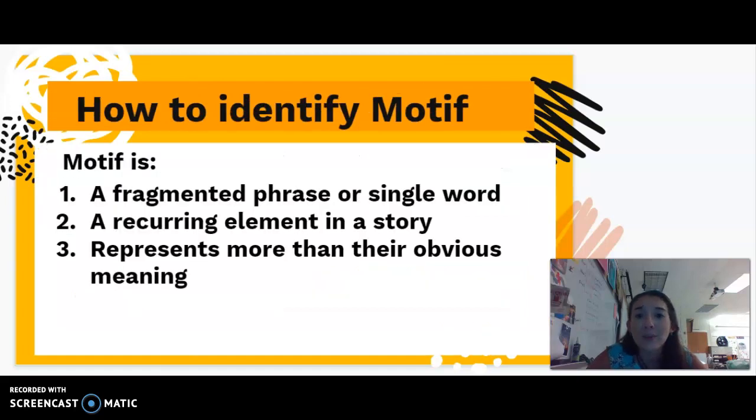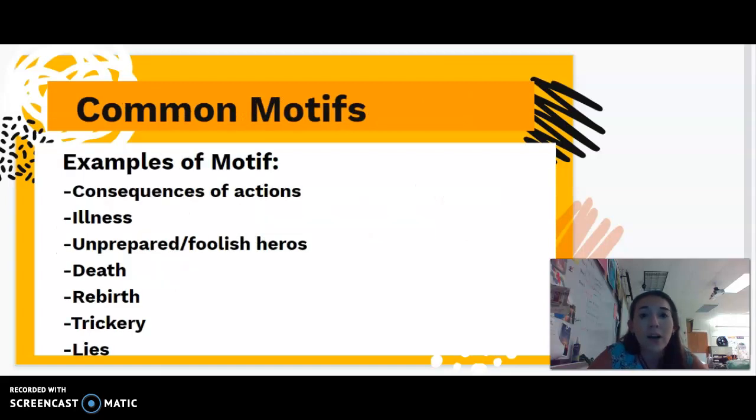The best way to identify motif is that motif is a fragmented phrase or a single word, a recurring element in a story, and it represents more than its obvious meaning. Common motifs include these examples: consequences of actions, illness, unprepared or foolish heroes, death, rebirth, trickery, lies. There are many, many more. These are just a couple examples of motifs that tend to be building blocks to build a bigger theme. Let's see if we can identify some motifs and themes for this next story.